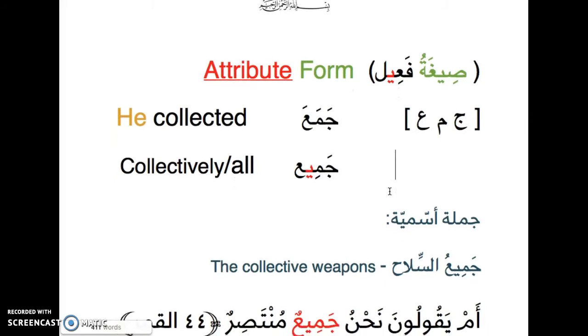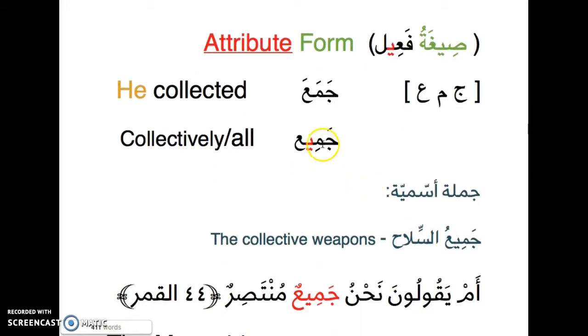But you'll find things like that because it's a different language. But jami' as an attribute, I'm not sure, if in English you say all as an attribute, but it depends, I guess, on the sentence. That's why I put collective or collectively as an adjective. It could work. Let me know in the comment section.